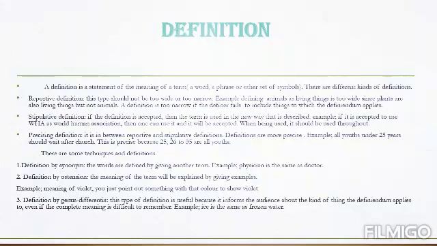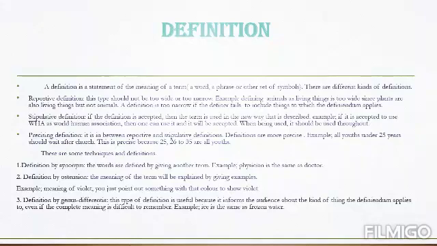There are some techniques in definitions. We have definition by synonym. The words are defined by giving another term. Example, physician is the same as doctor. Then the definition by ostension. The meaning of a term will be explained by giving examples. Example, meaning of violet. You should just point out something with a color to show violet.